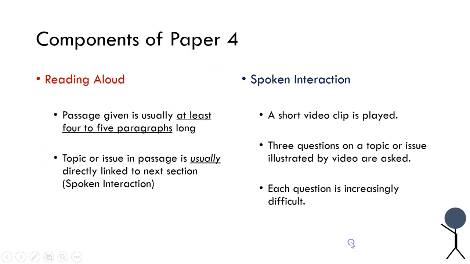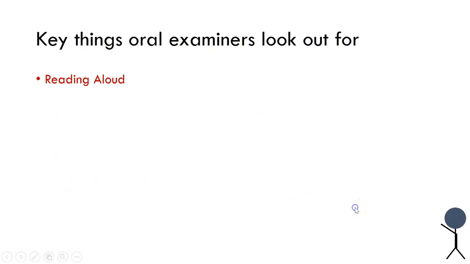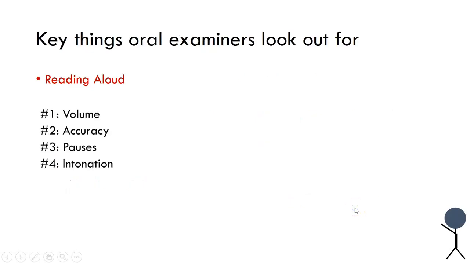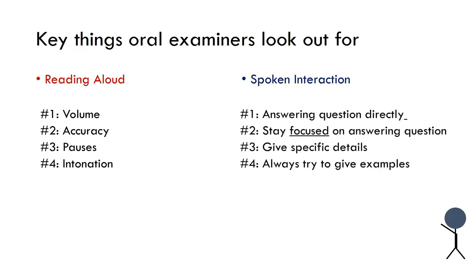Final tips. Okay, now before we go to final tips, let's just do a quick recap of what I've talked to you about. Right, so I've broken down paper 4 for you. Basically 2 parts, reading aloud, and then you have the video in the spoken interaction section. And then I've talked to you about what some things your oral examiners will look out for in the reading aloud as well as in the spoken interaction.